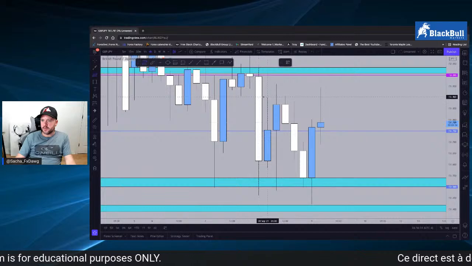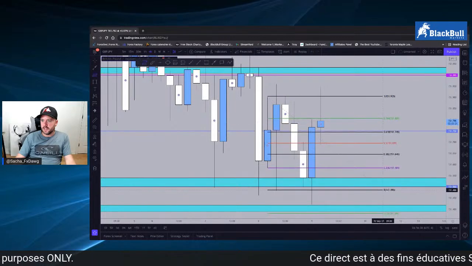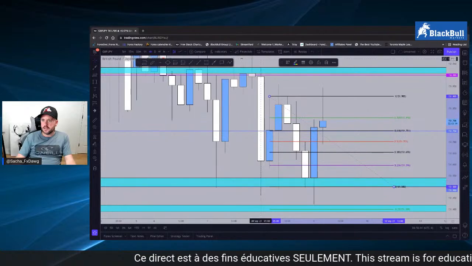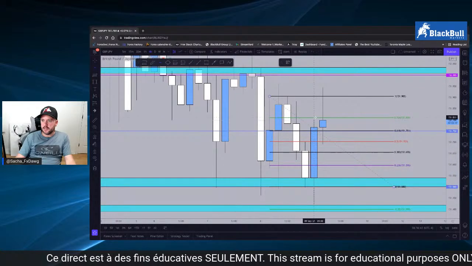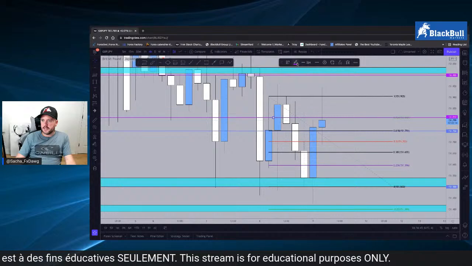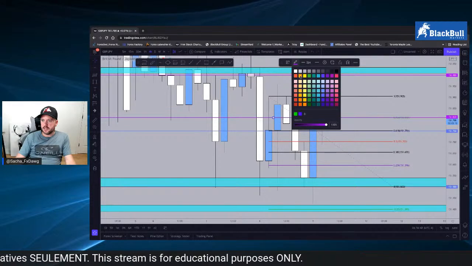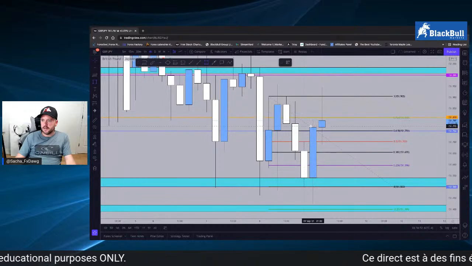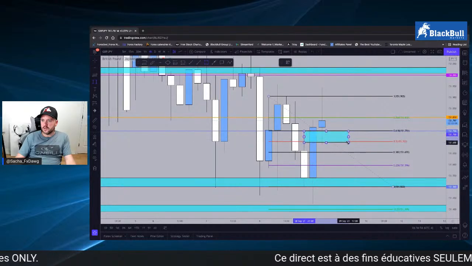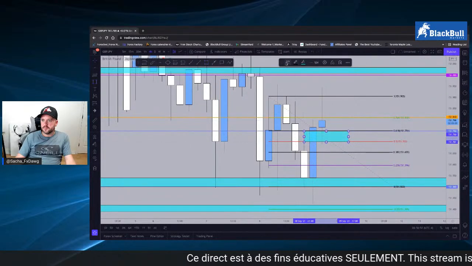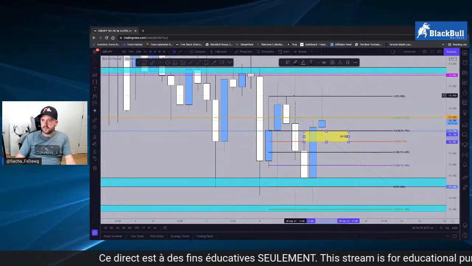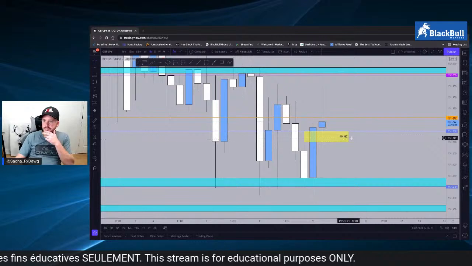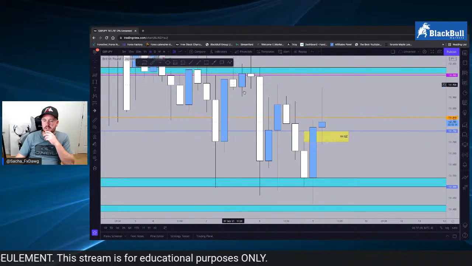So the last push down was from there to there on the H4. I'm going to place an orange line right here, and this is going to be our safety net on the fib level. And this is our golden zone. Perfect. Let's remove all this, and let's go take a look at the lower time frame.